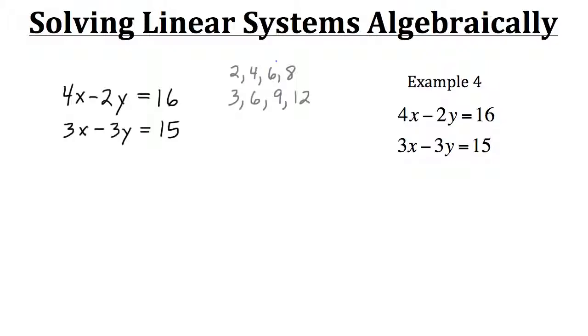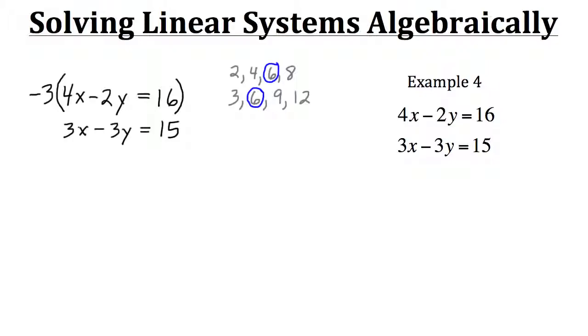Now if you notice, the first multiple that they have in common is 6. So what we could do is change each of the coefficients for y to have a 6, but one will be positive and one will be negative. So let's say that we want our first equation to have the positive 6. In order to change a -2 into a positive 6, we need to multiply the entire equation by a -3. Because -3 times a -2 gives us a positive 6.